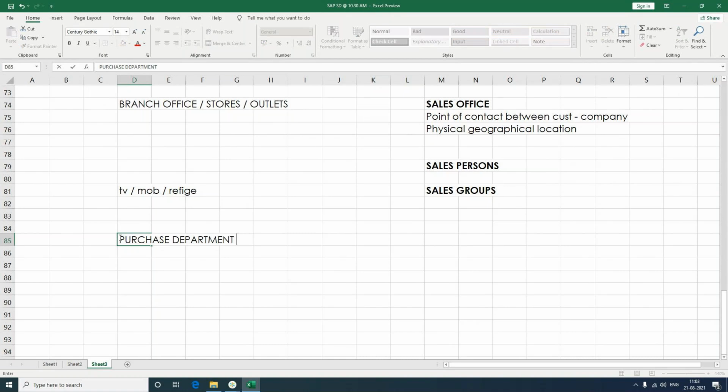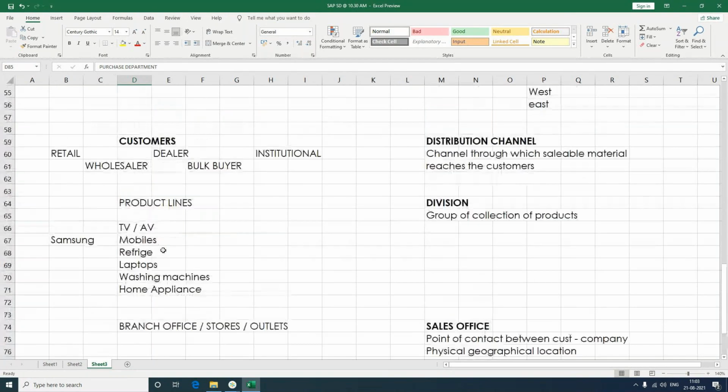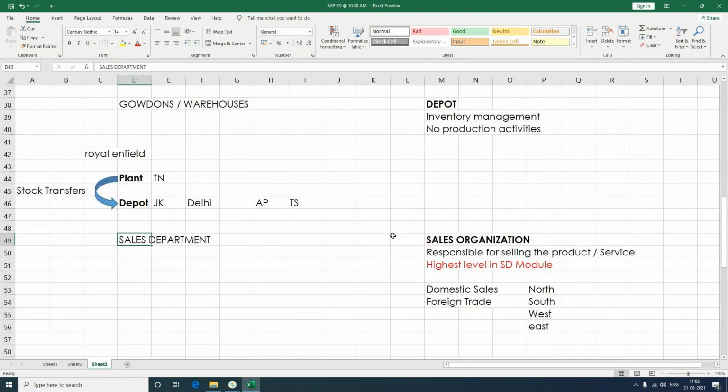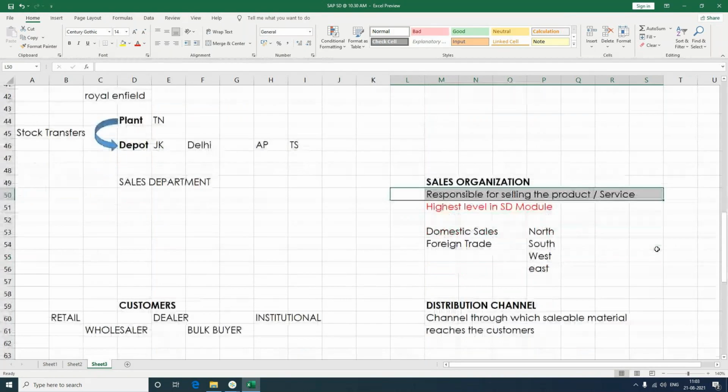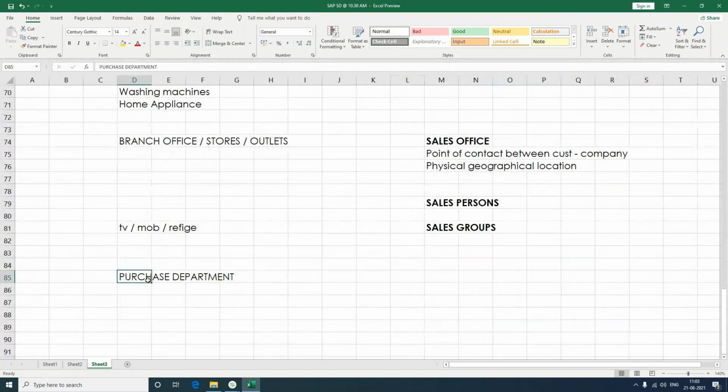I have one more department, the purchase department. Now this purchase department will be responsible for purchasing the stock. The sales department will be responsible for selling the products. That's it. So you don't have any access to do any kind of purchasing. If you require any stock, you need to update that information to the purchase team, and the purchase team will be responsible for doing the purchase.